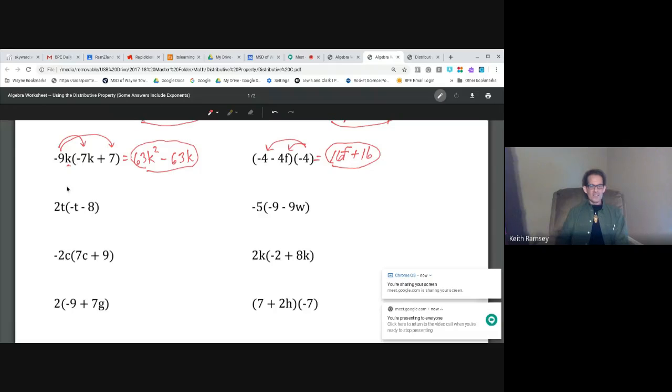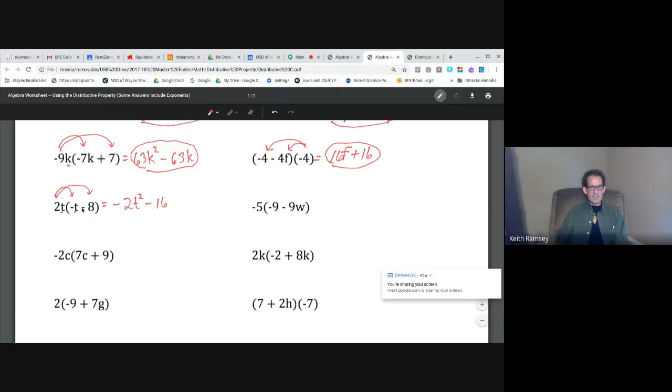Thank you. All right, let's take a look at these. So I have positive 2t times negative t. Remember, if there's nothing in front of the variable, there's always a 1 there. This is like saying positive 2 times negative 1 is negative 2. And there's a t on both sides, so I'm going to say t to the second power. Then I have 2t times negative 8. So positive times a negative, I have to write negative 16.